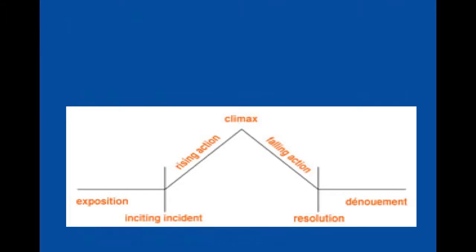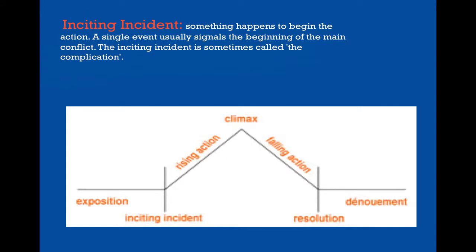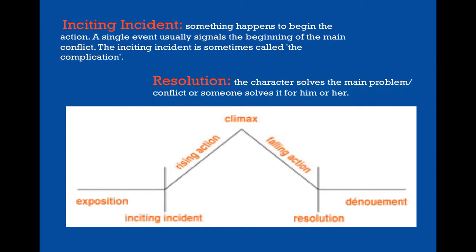If we look again at Freytag's pyramid, you will see that there are two other stages that can occur in the plot structure. And these are the inciting incident that follows the exposition. This is something that happens to begin the action. It can be a single event, and it usually signals the beginning of the main conflict. The inciting incident is sometimes called the complication. And before the denouement, there's the resolution, where the character solves the main problem or conflict, or someone solves it for him or her.